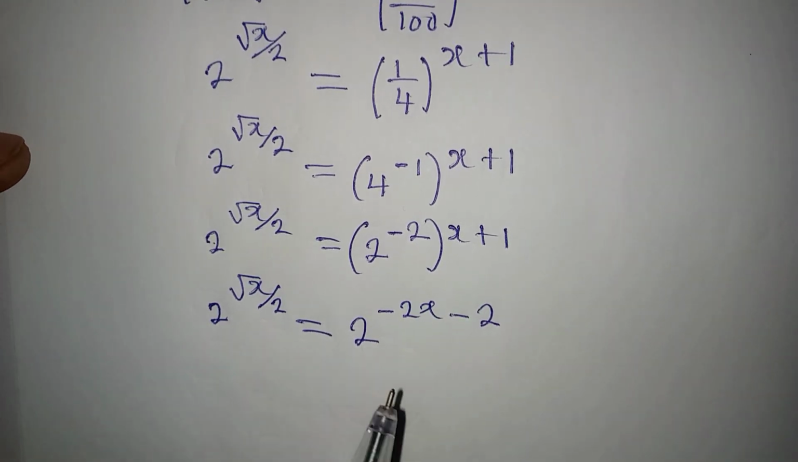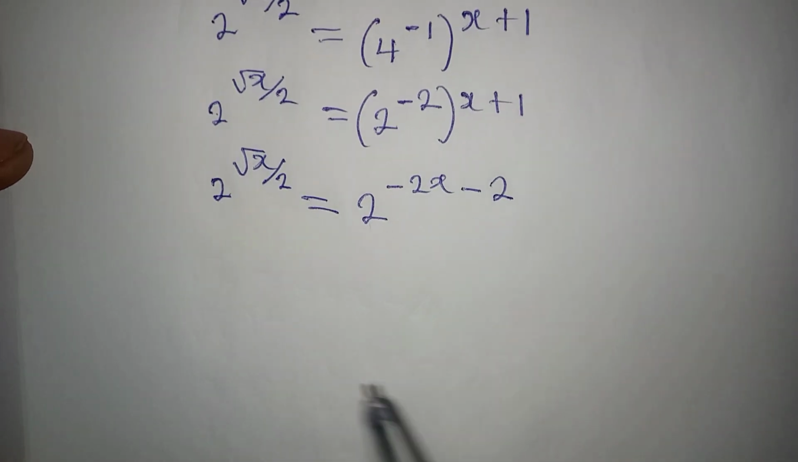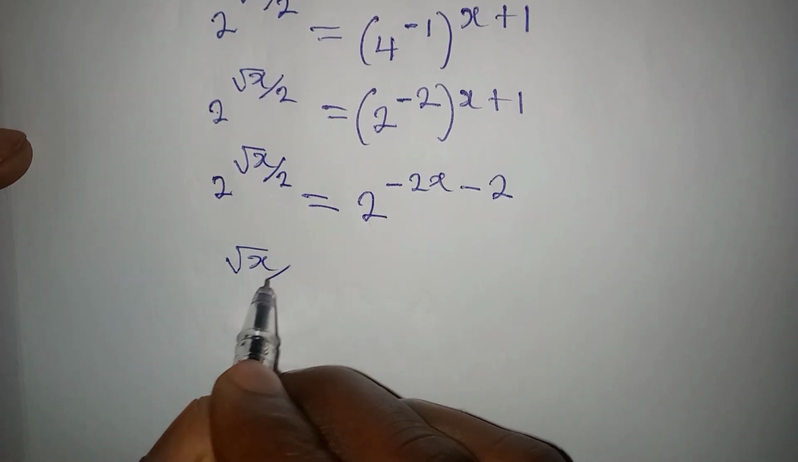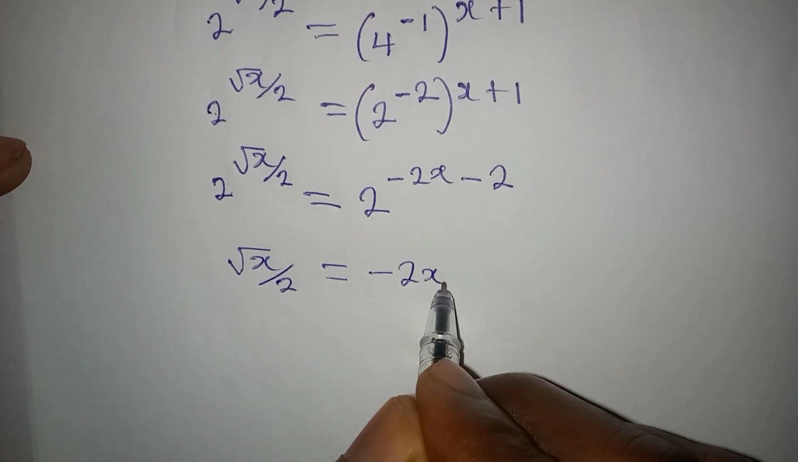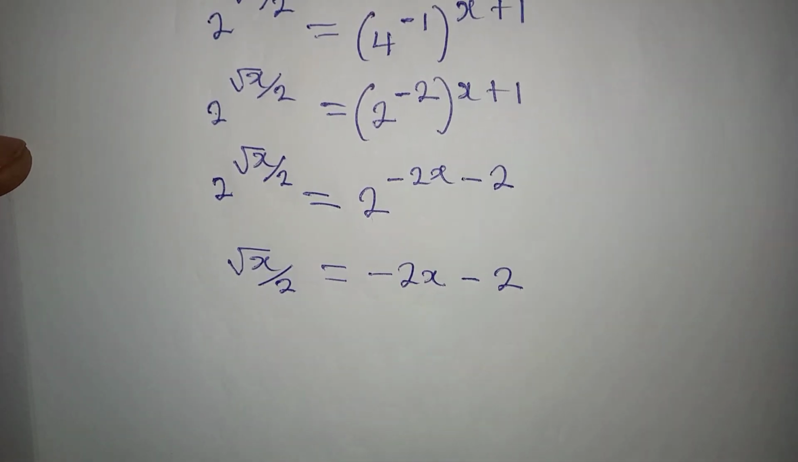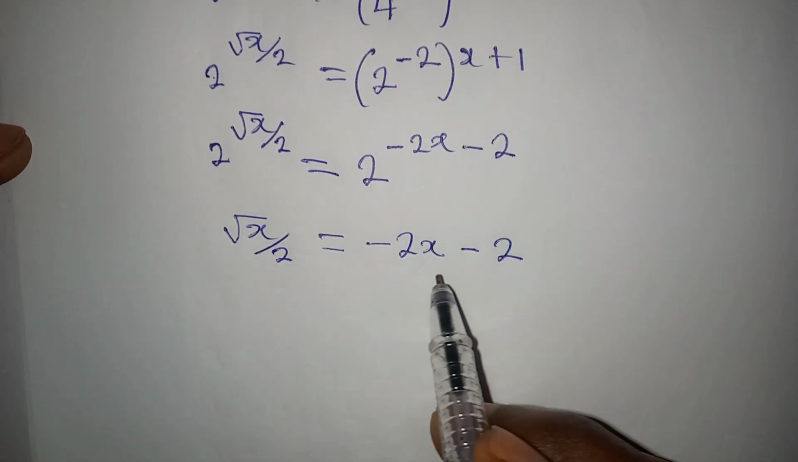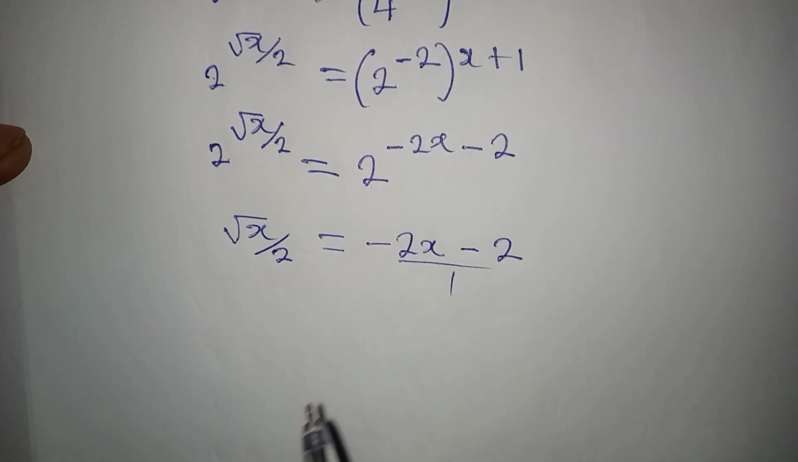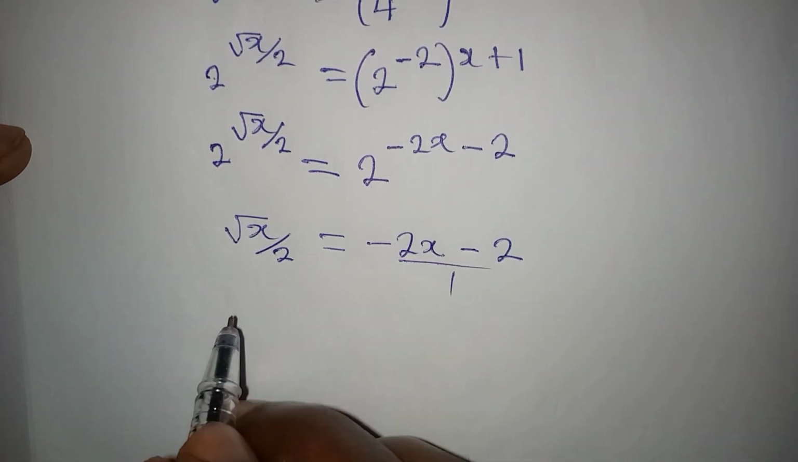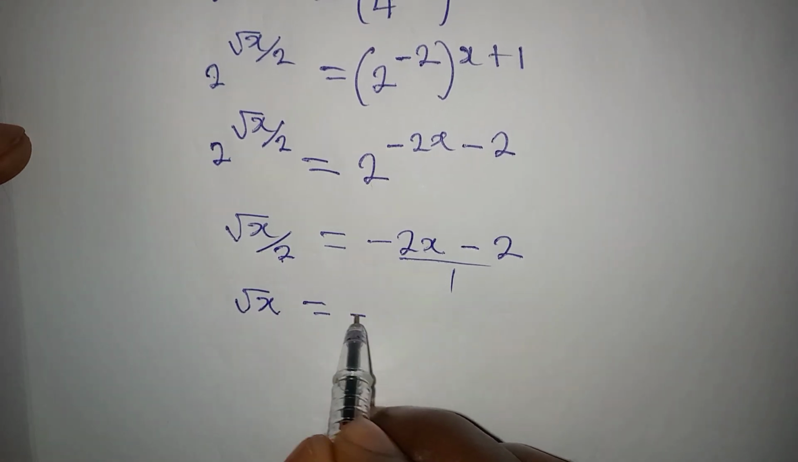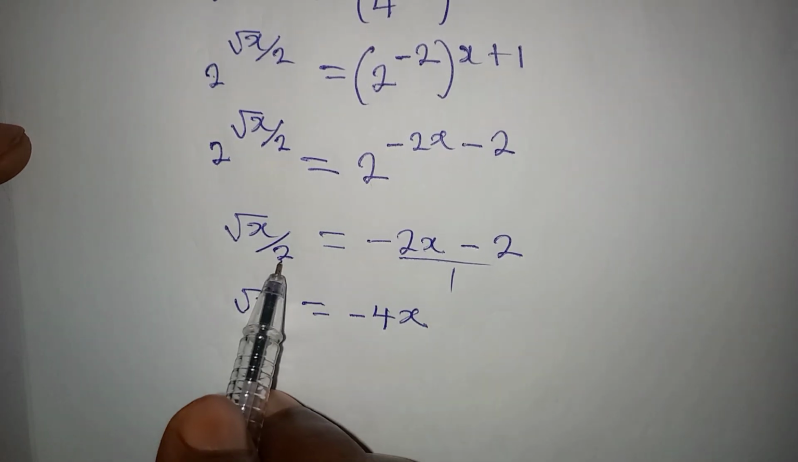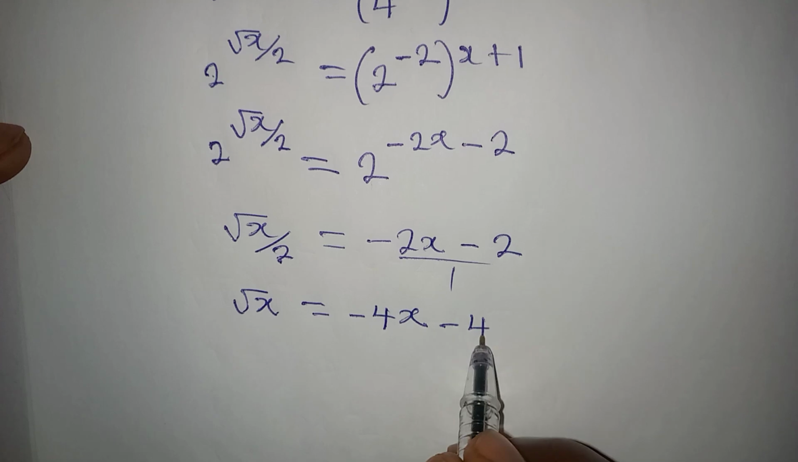Now the bases are the same, work with the powers. So we have square root of x over 2 on the left equal to negative 2x minus 2. Now we will cross multiply because this is over 1. So root x times 1 is root x, which will be equal to this times this, negative 4x, and this times this is negative 4.